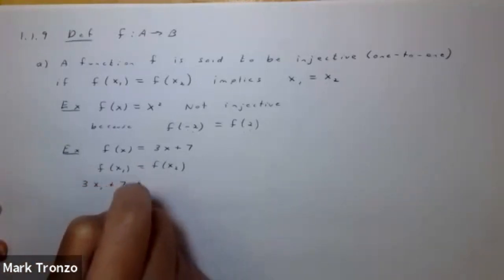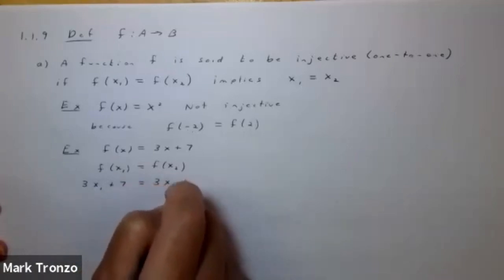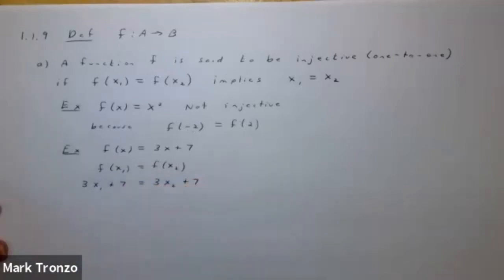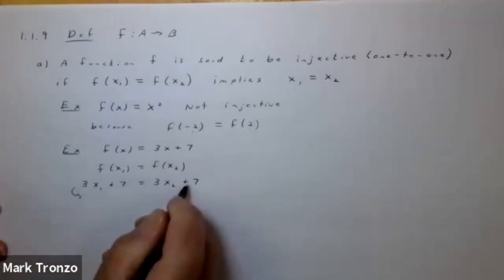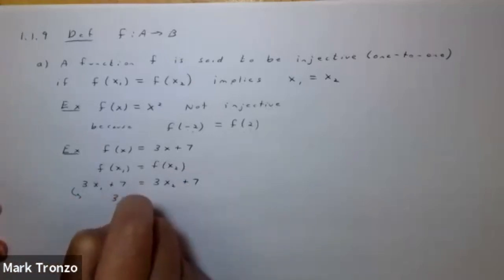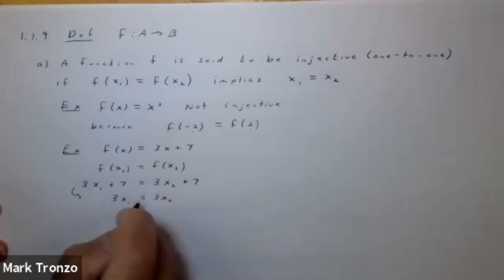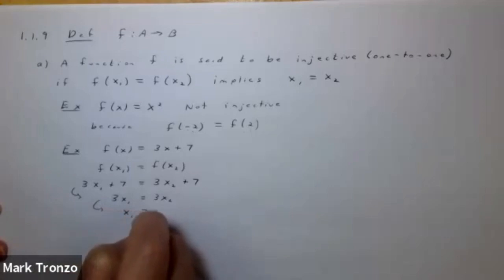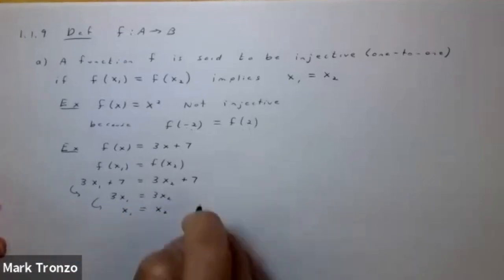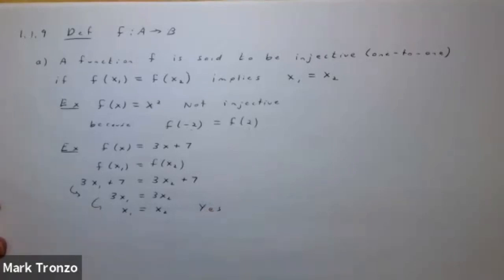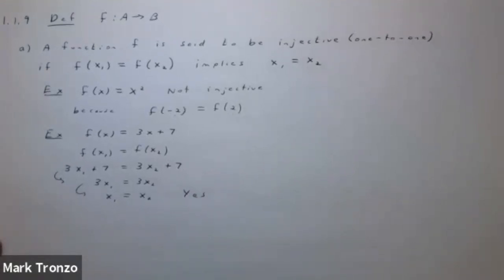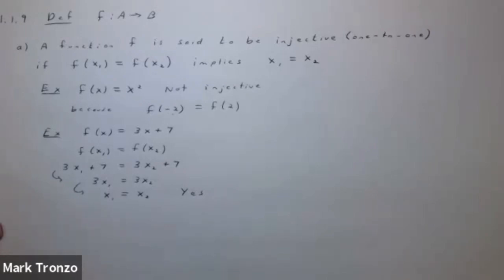3x1 plus 7 equals 3x2 plus 7. And then the 7 will cancel. The 3's cancel. Looks like it is, huh? That's okay, you have to sort of see this. Another thing you can do, I'll let you finish writing, is you can sort of think of it as there being an inverse function available.